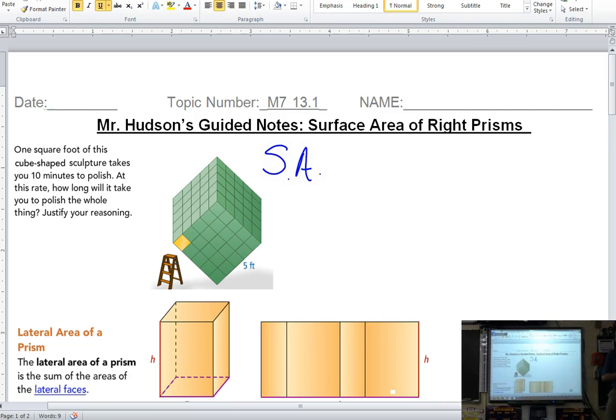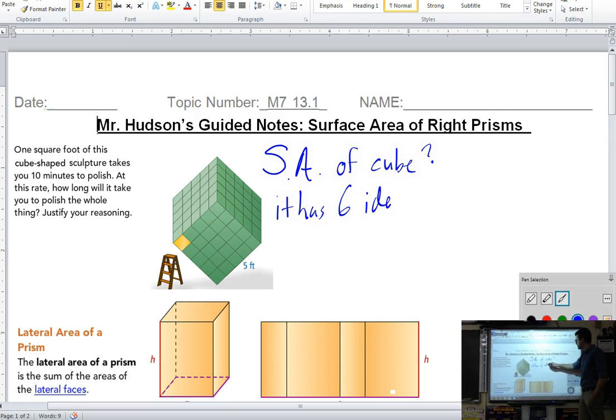So take a moment on your own. You can talk with partners or whatever you need. Try to figure out what is the surface area of this cube. Whole cube, whole thing. That is a piece of art they're going to put in front of the school.